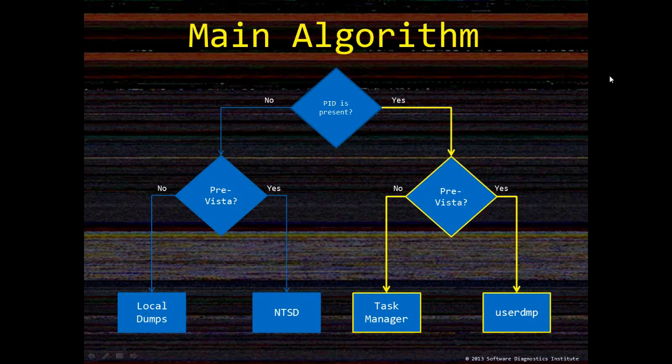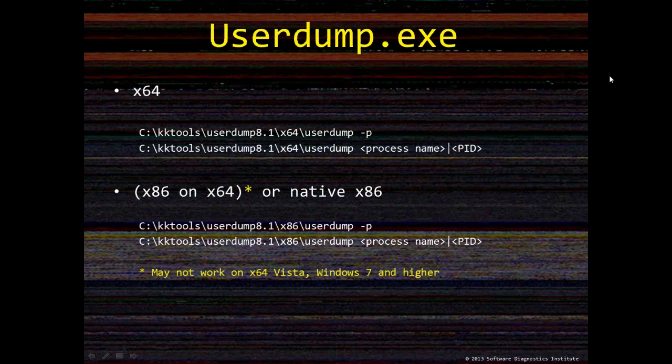Today we consider the right branch when the process ID is present in Task Manager. Depending on what Windows version we troubleshoot, there are two different reliable methods to get a memory dump. Actually, both methods work on Windows 7, for example, and we see this during the demonstration. So again, for previous old operating systems that we still need to troubleshoot, you can use Userdump.exe.